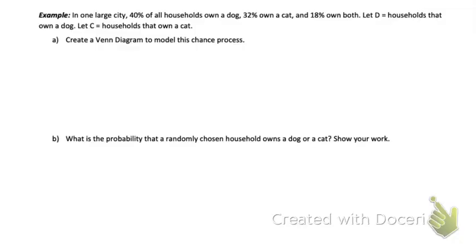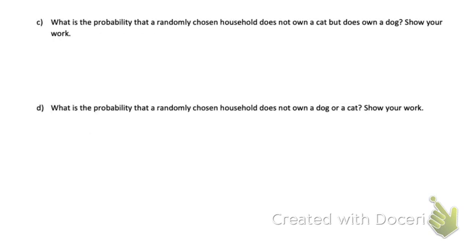Now we're going to answer some more questions here. The next question says, what is the probability that a randomly chosen household does not own a cat but does own a dog? Tell me in statistical probability notation what that would look like. D and C complement. So D complement would be not a dog.